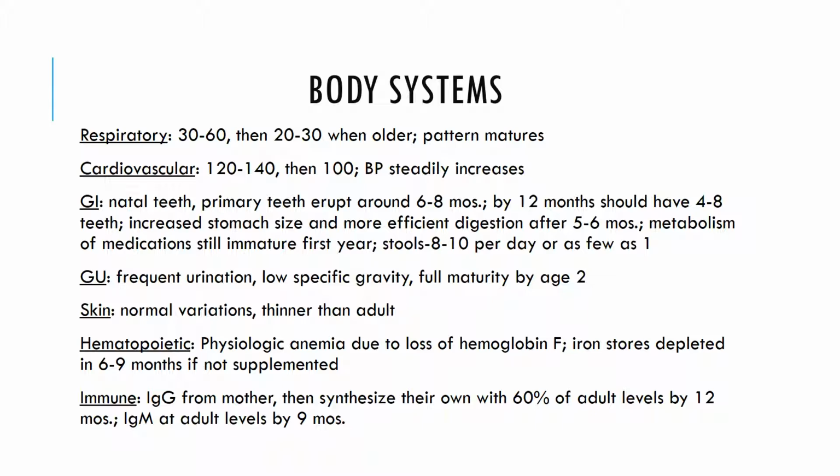The immune system is also very immature. They receive a lot of IgG from mom through the placenta, and this will help take care of their immunity for the first 3 to 6 months if mom's good and healthy, and then they can start synthesizing their own.